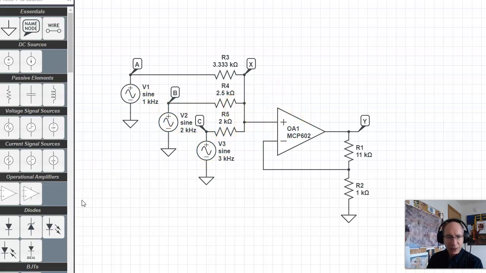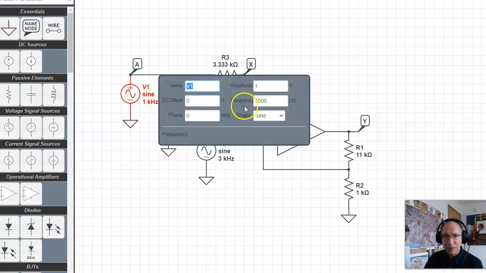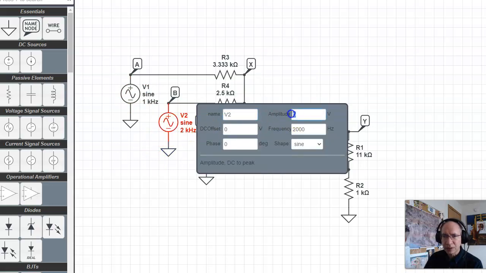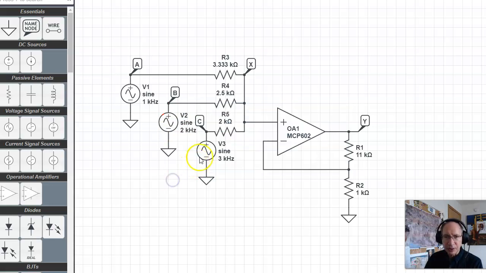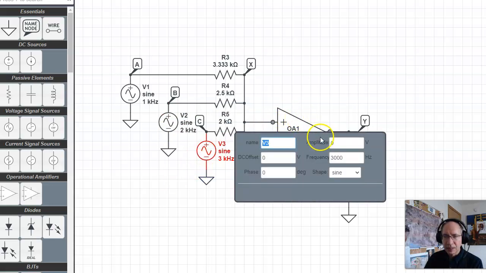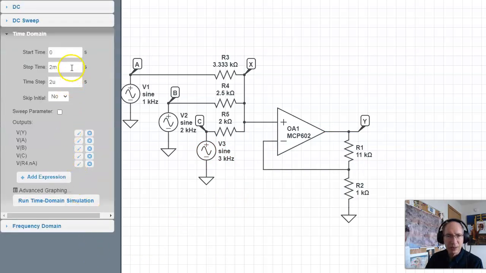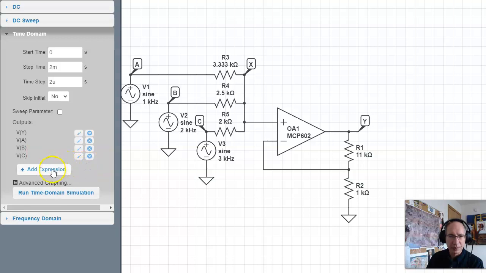Problem with this circuit is if I simulate it with A, B, and C all turned on, so this is 1 volt at 1 kilohertz, V2 is 1 volt at 2 kilohertz, V3 is 1 volt at 3 kilohertz. Let her fly. So simulate. I'm going to run it for 2 cycles. Step size is 1,000 times smaller, gives me 1,000 points on the plot. Let's look at A, B, C, and Y.